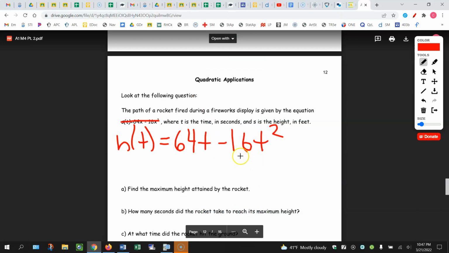To figure out where to center your window, you're going to do the opposite of B divided by 2 times A. That's where you're going to want to center the window. So here the opposite of B is negative 64 divided by 2 times A, which is negative 16. This ends up equaling a positive 2. So that's where I'm going to want to center my window.